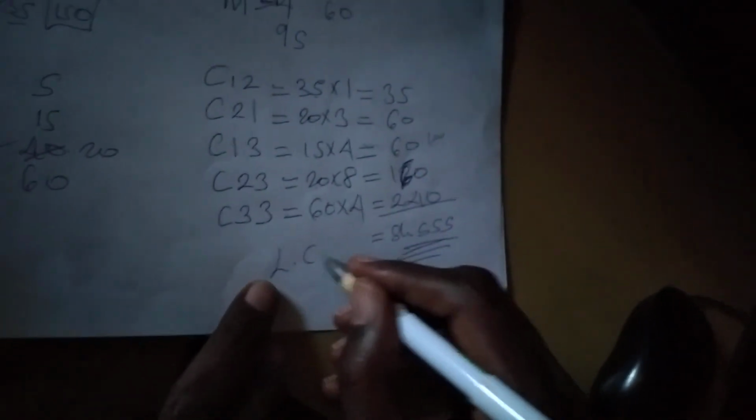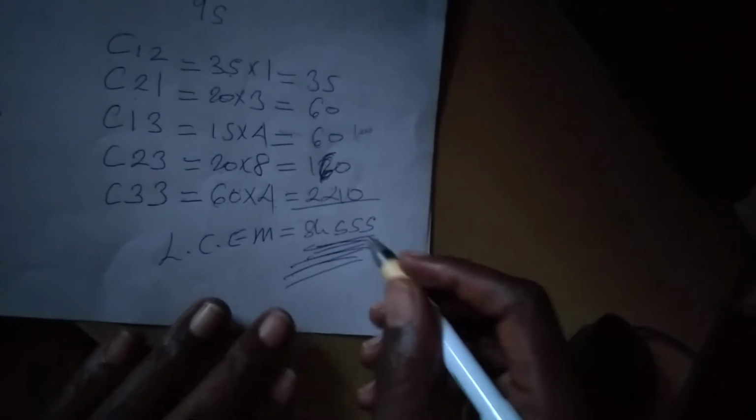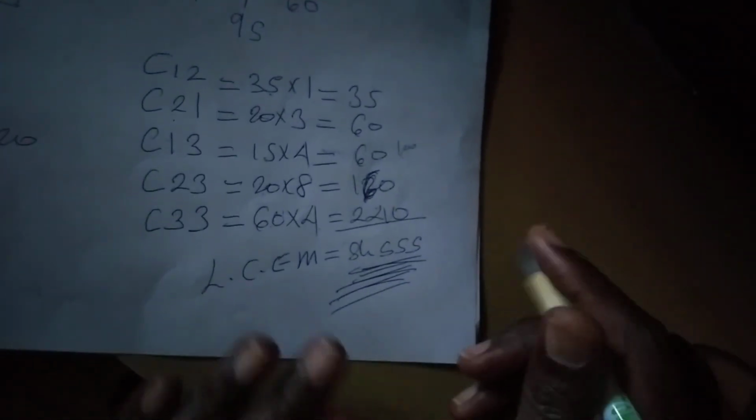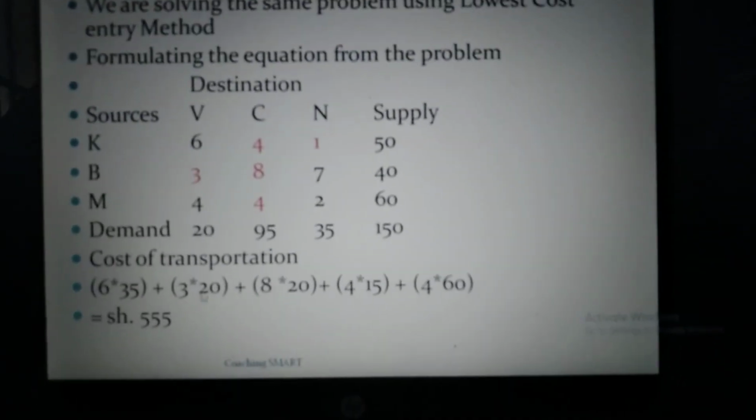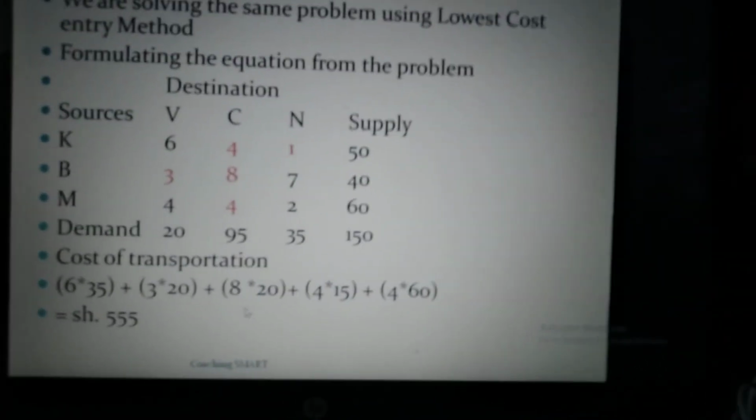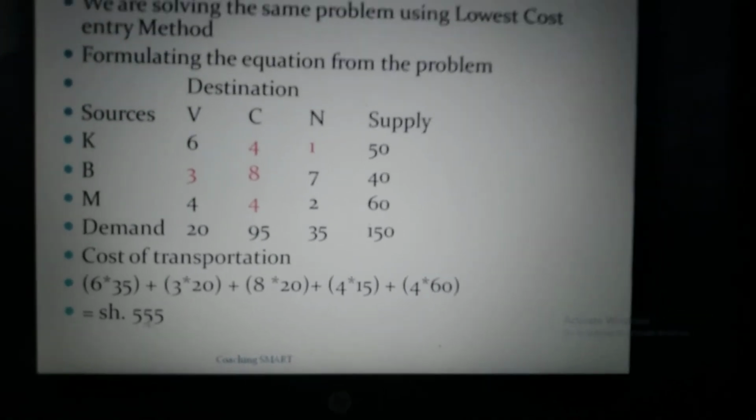So in our lowest cost entry method, the lowest cost for transporting a material from one point to another is costing us 555 shillings. Now looking at our slide, we can attest to that. We have 6 times 35 plus 3 times 20 plus 8 times 20, which is giving us 555.